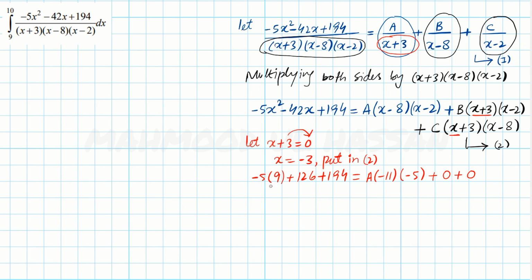So now when we simplify the left side of this, that is 194 plus 126 minus 45, that is 275. 275 is equal to, now -11 multiplied by -5 is 55, times A. So just divide both sides by 55, so the value of A would become 275 divided by 55. When we divide them, you will get 5. Okay, so this is the value of A.